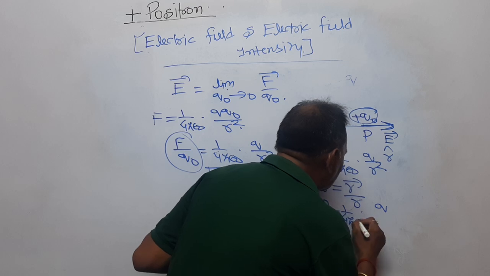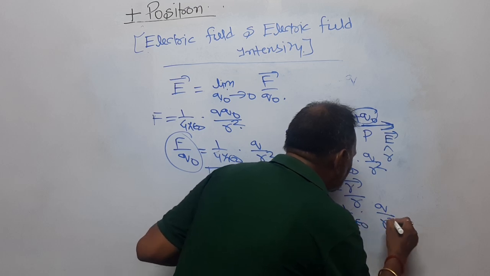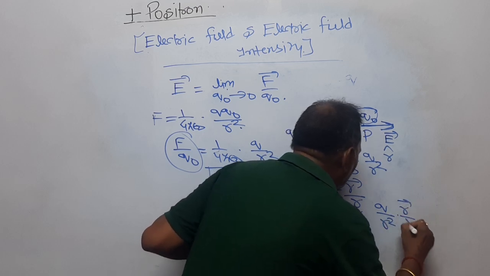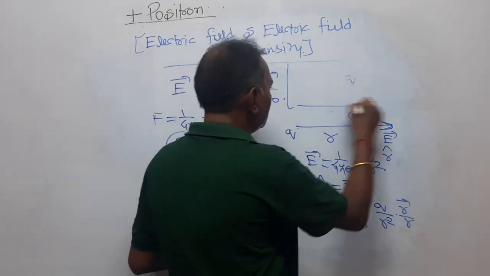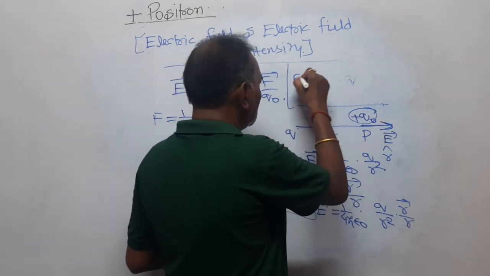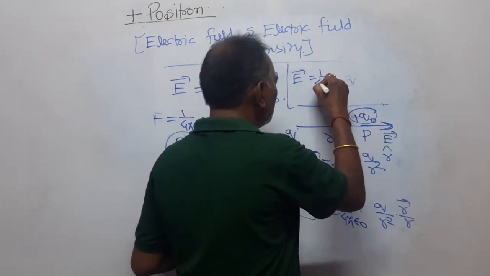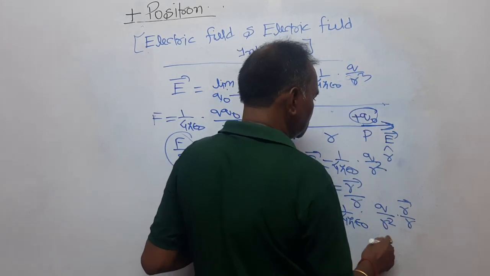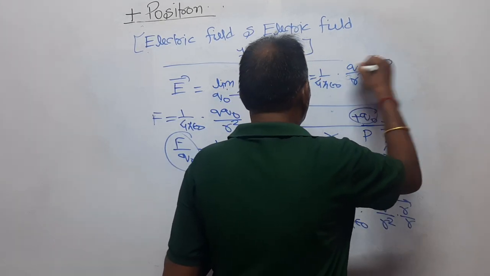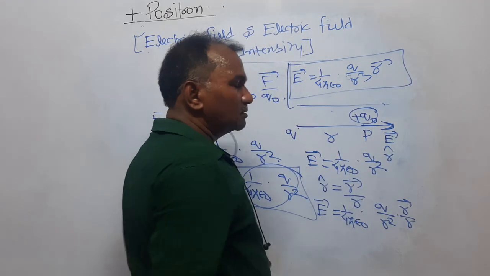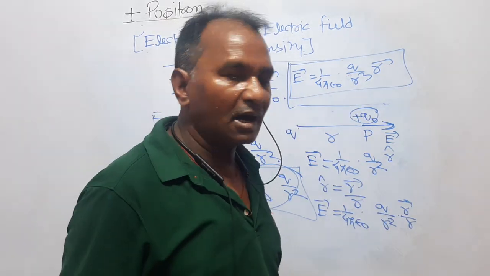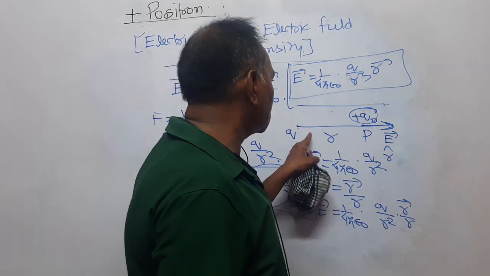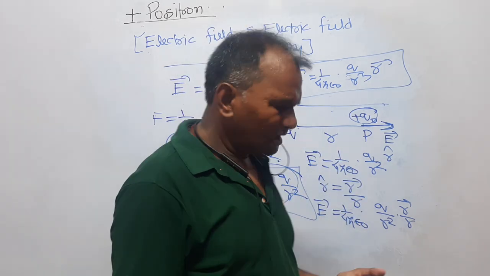Q upon R square, vector R upon R. So, I am writing here, E is equal to 1 upon 4 pi epsilon naught Q upon R cube, vector R. This is the value of electric field at a point P which is at a small distance apart from charge Q.